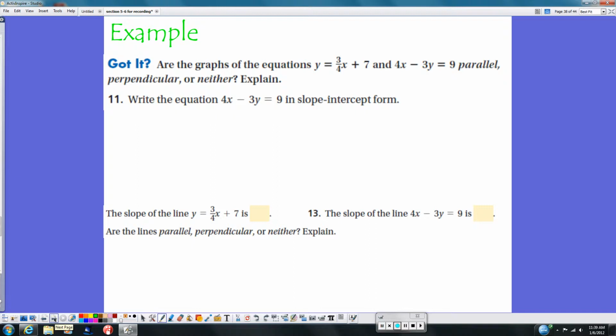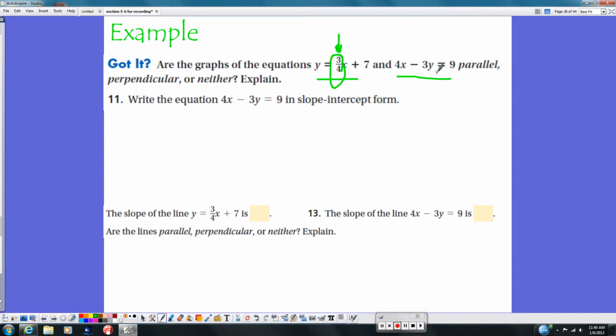In today's assignment, you are going to be figuring out whether the lines are parallel to each other, perpendicular to each other, or neither. So, in order to figure out if y equals 3/4 x plus 7 and 4x minus 3y equals 9 are parallel, perpendicular, or neither, we need to compare the slopes. This first equation, it's very easy to pick out the slope because they've given us the equation in slope-intercept form. So we know that this slope is 3/4.